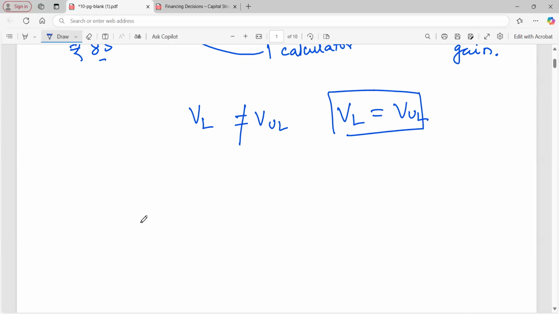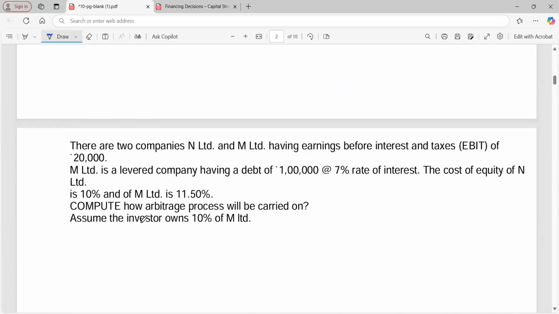So let's take a proper numerical example to understand the arbitrage process in approach. Let's look at this example. There are two companies, N Limited and M Limited, having earnings before interest and tax of 20,000. So the EBIT of both companies, N Limited and M Limited, is 20,000.